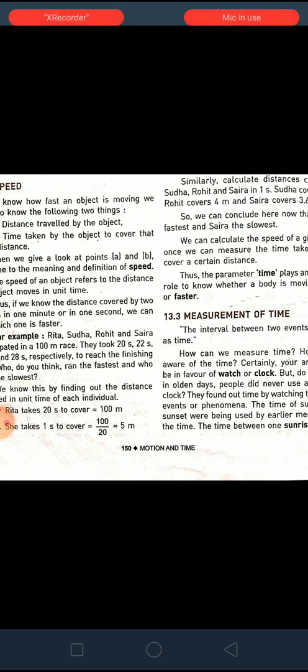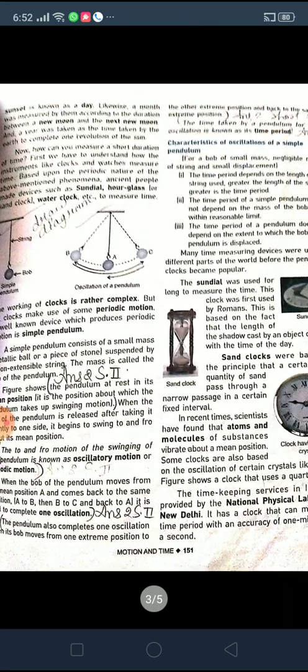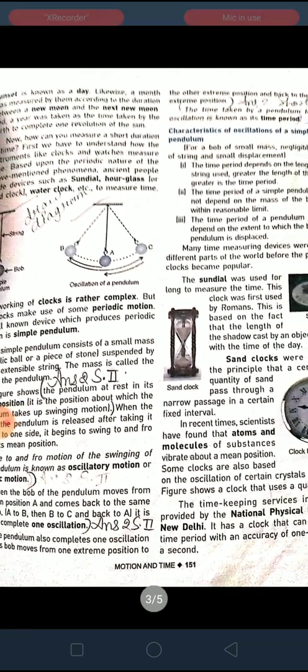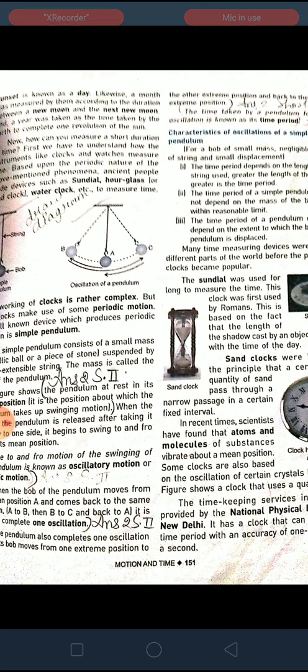Now, how can you measure a short duration of time? First, we have to understand instruments like the clock. Here you can see a pendulum. By this way we can easily measure time. Here you see a simple pendulum.